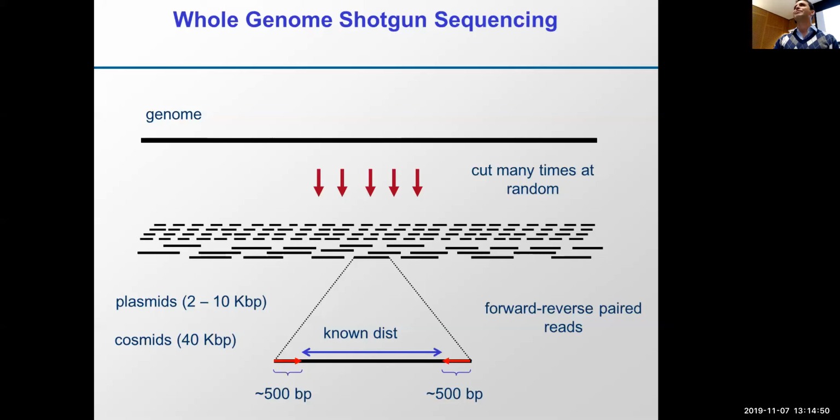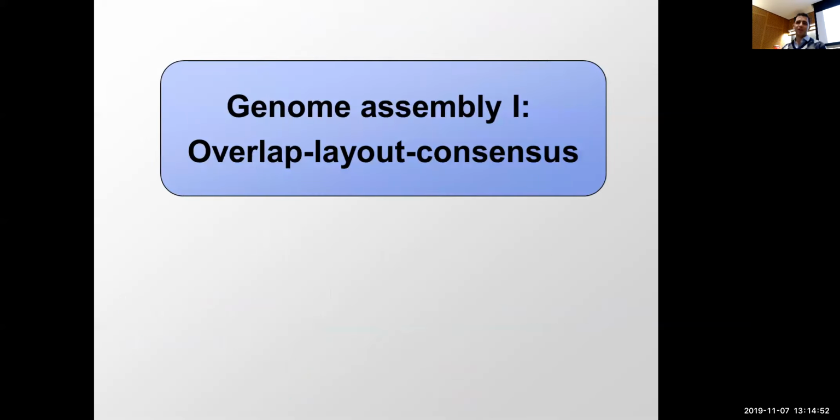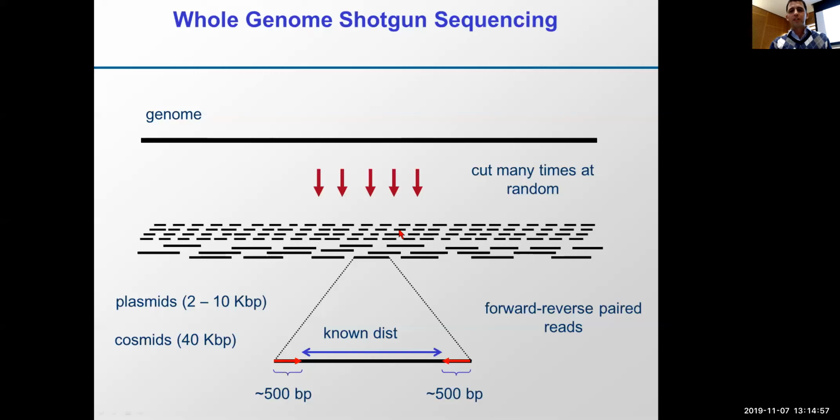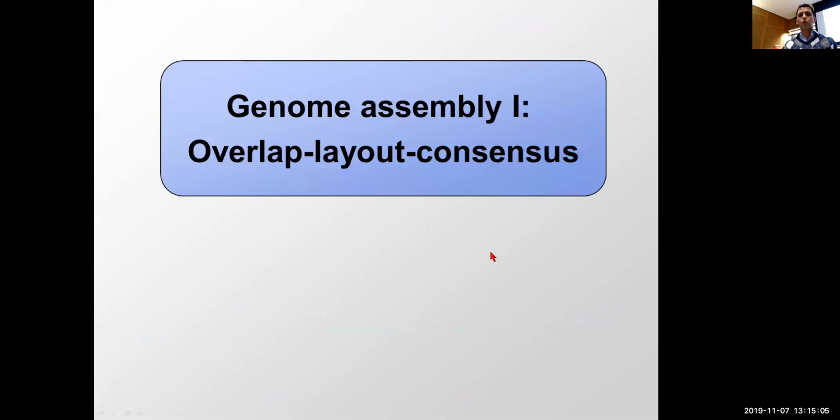Anyway, other questions? Okay, so how do you now put these pieces back together? You now have all these little pieces. You kind of know how they relate to each other in a pairwise fashion, but you don't know the whole layout of the puzzle. So one way to do genome assembly is to first overlap, then lay out whatever you overlap, and then build a consensus out of that.